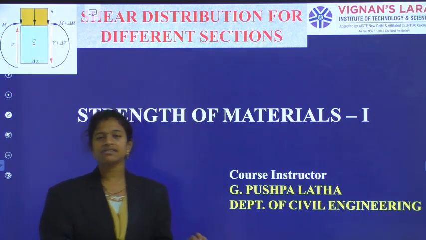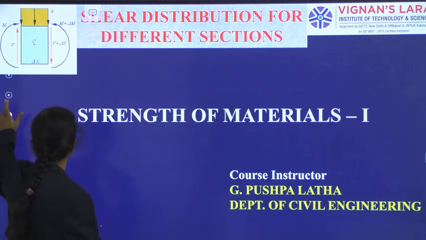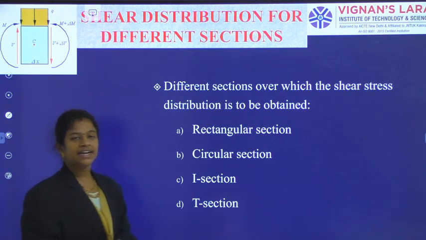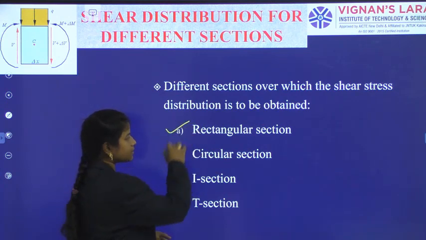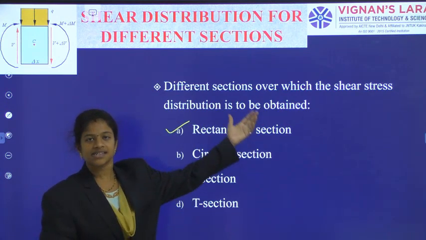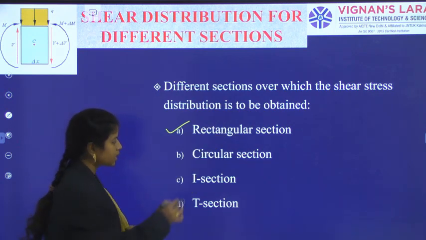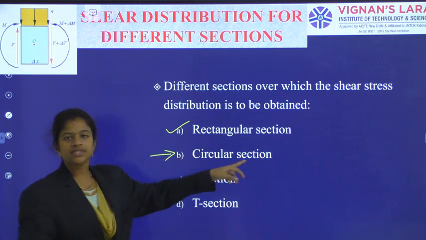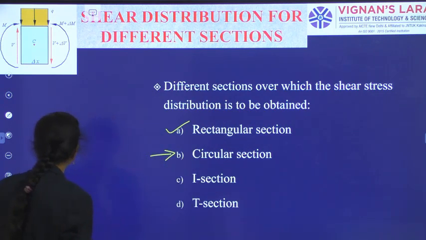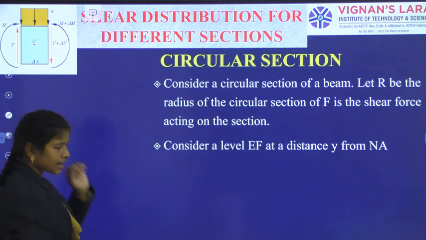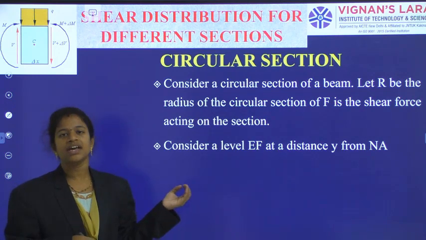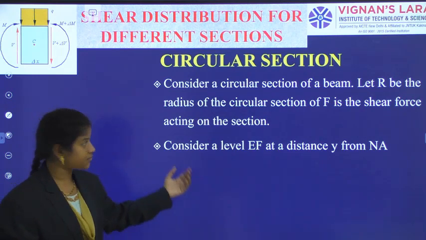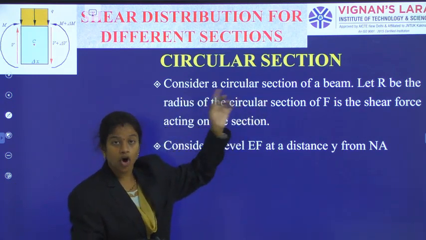So we have started shear stress distribution diagrams for different sections. Yesterday we already covered the concept and generated the shear stress distribution diagram for rectangular sections. In today's class we are going into circular sections. Firstly, we need to consider a circular section with some diameter and having some properties. So consider a circular section of a beam.